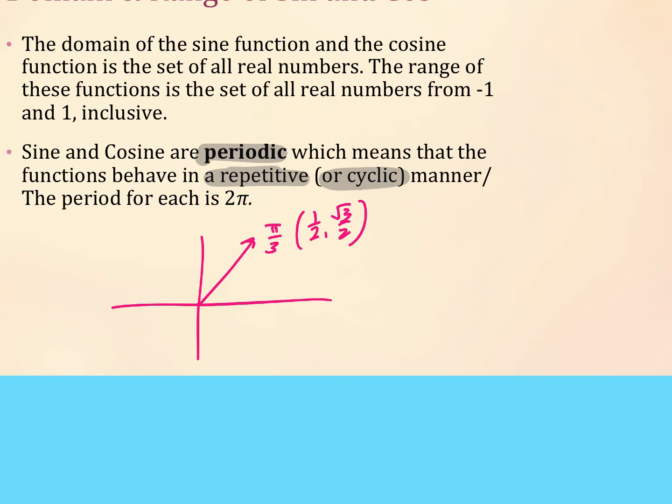If I asked you for pi over 3's coterminal angle, how do I find a coterminal? Good. So if I added 2 pi here, I'd get pi over 3 plus 6 pi over 3, which would be 7 pi over 3. So if I asked you for the coordinate point at 7 pi over 3, what's true about it? It's going to be the same. So pi over 3 is here, right? 7 pi over 3 is the same point. And that's what it means by it's cyclic. It can happen over and over and over again using coterminal angles.